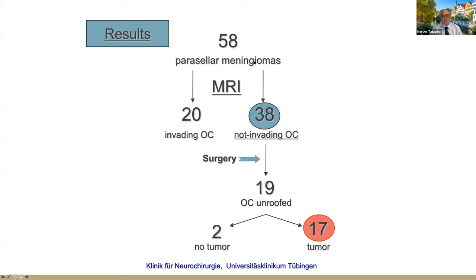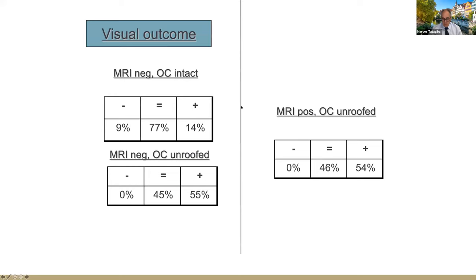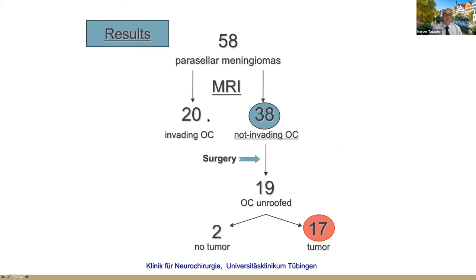From the 58 meningiomas, the MRI showed invasion of the optic canal in 20 cases. In all of these 20 cases, we opened the canal and we found the tumor. In 38 cases, the MRI was not showing any invasion of the canal and the radiologist did not describe the invasion. Nevertheless, in half of cases, we opened the canal and we found tumor in 17 cases. So in only two cases, there was no tumor inside. So these results make us very concerned and worried about the capability of MRI to show the invasion.